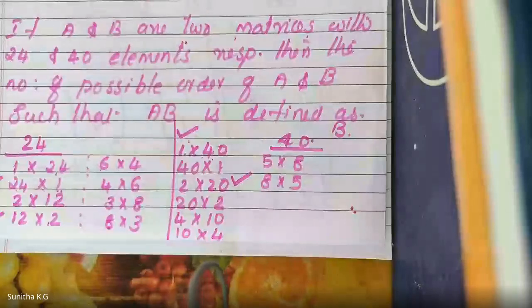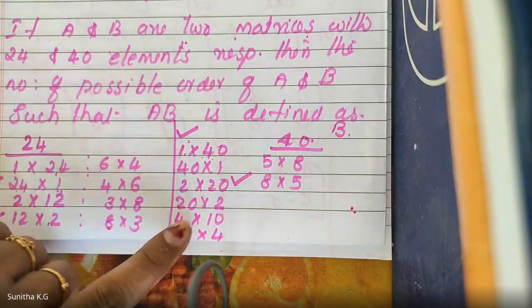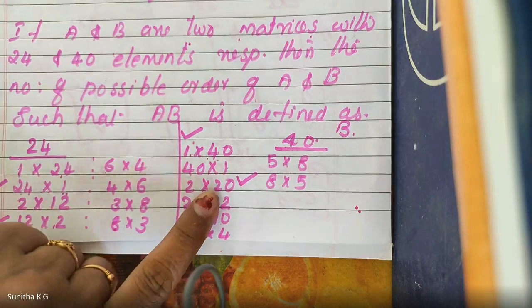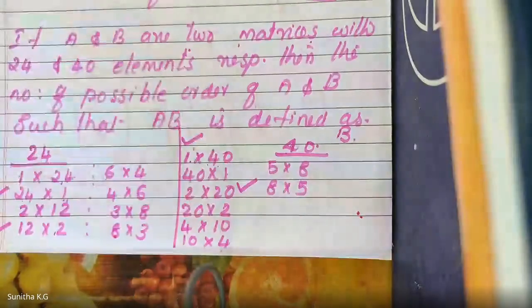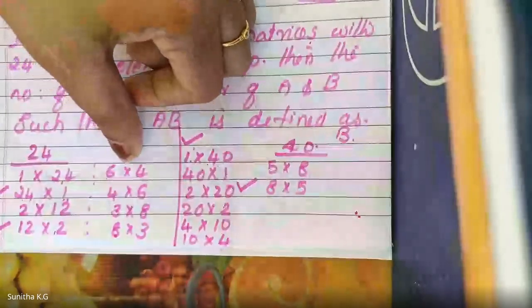12 into 20. 12 by 20. Since we are taking A is of order 12 by 2 and B is of order 2 by 20, then AB should be of order 12 by 20. Okay. Next we are discussing 6 by 4.